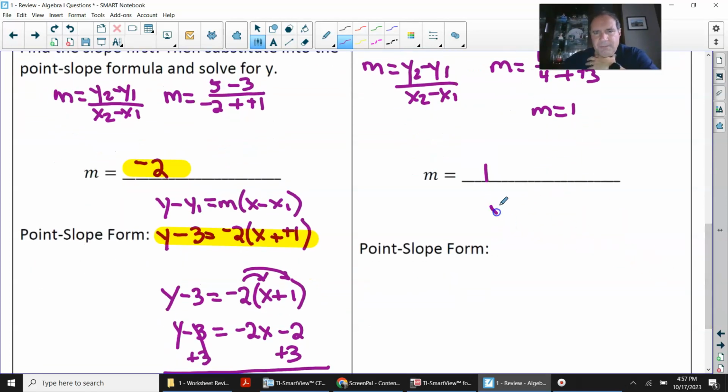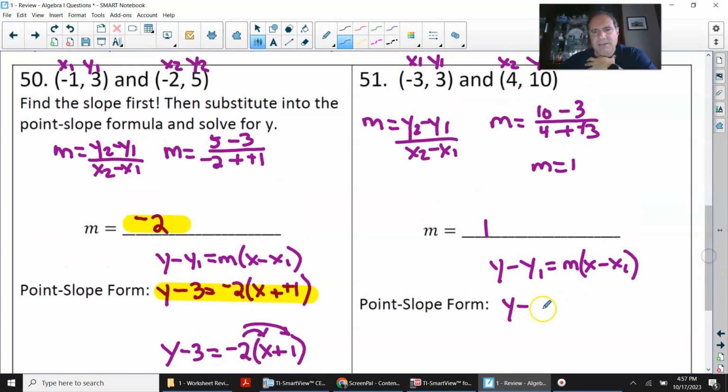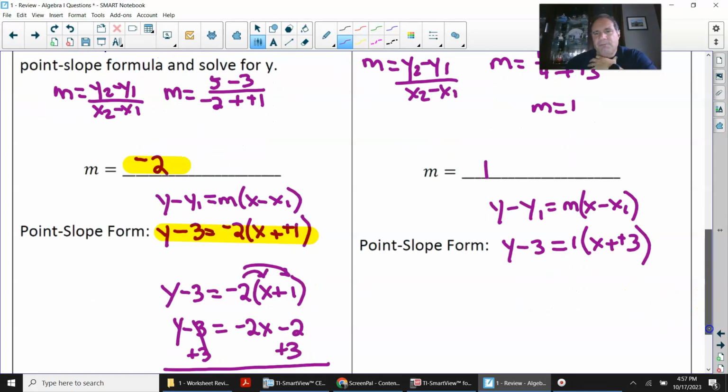Point slope form is y minus y1 equals m times x minus x1. That's the formula. So y minus, well, let's go back up to see what the y1 is. That's 3. Equals, the slope is 1. X minus x1, which is -3. -3 is plus plus. That is your point slope form.